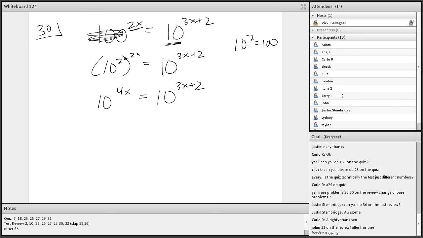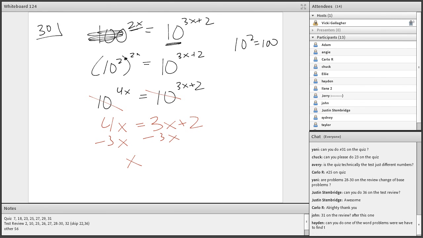And then from here, I can cancel out. I have my common base. I can just set my exponents equal to each other. And I'm at my answer now. X is 2.